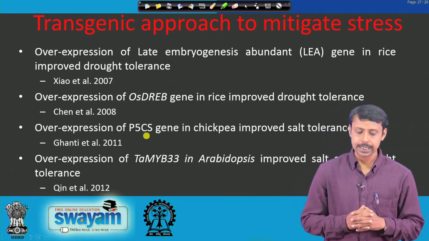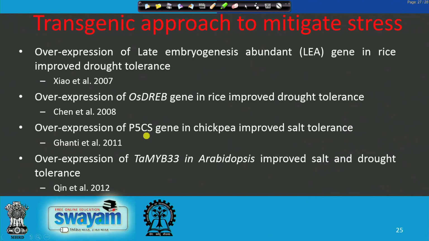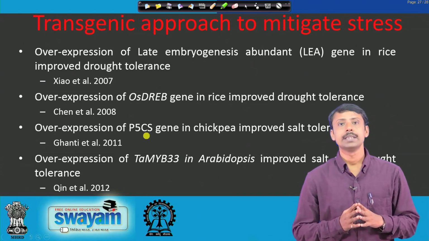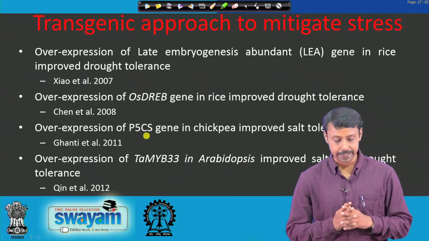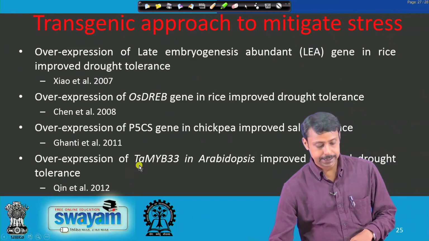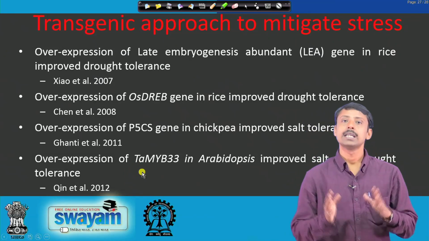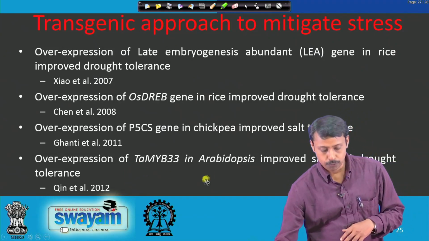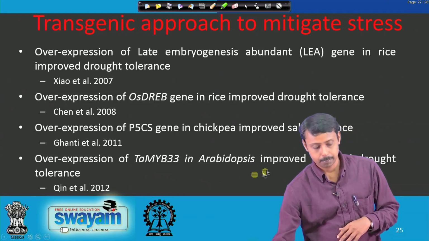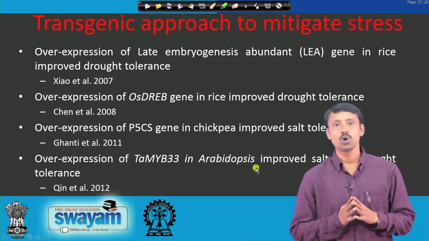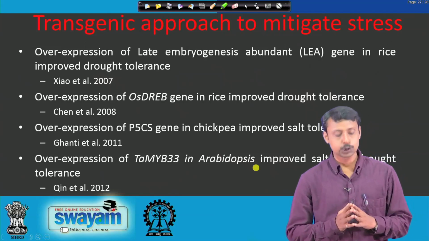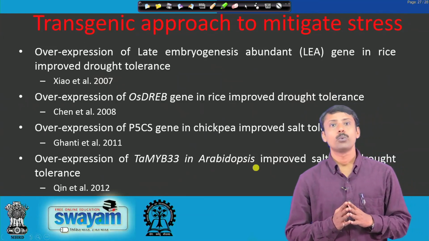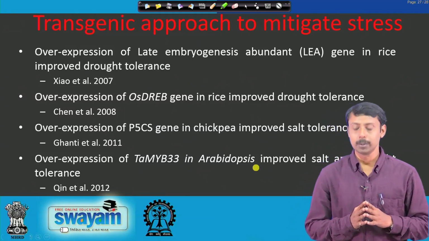Then in another study they overexpressed the TaMYB33 gene. MYB is a group of transcription factors from Ta, that is Triticum aestivum, from which this gene was cloned, and it was overexpressed in the Arabidopsis system, and it was found to show improved salt as well as drought tolerance. So, it was reported by Quinn et al. in 2012.